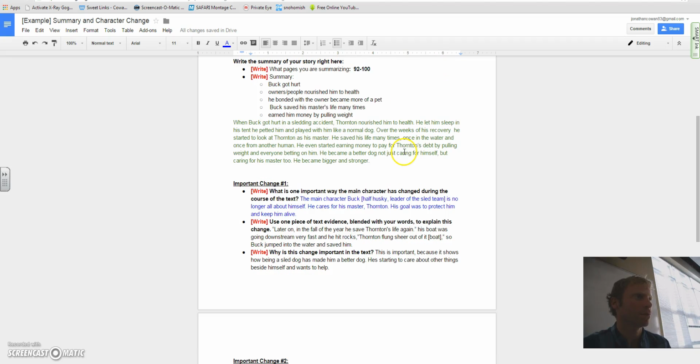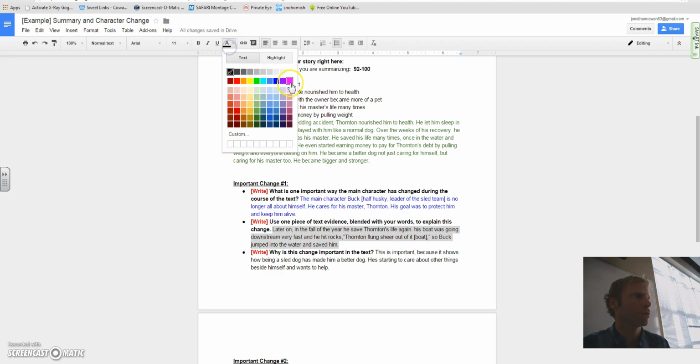Then it says, for each of these changes, use one piece of text evidence blended with your words to explain the important change. So they said, "later on, in the fall of the years, he saved Thornton's life again. The boat was going downstream very fast and hit the rocks. Thornton flung Sheer out of the boat, so Buck jumped in the water to save him." So this person put quotations where they don't quite belong, but right here, this is the quotation and it is blended with their words. So that meets standard.